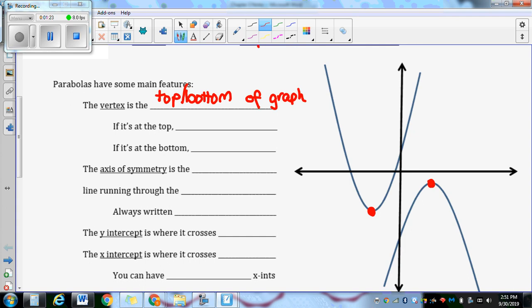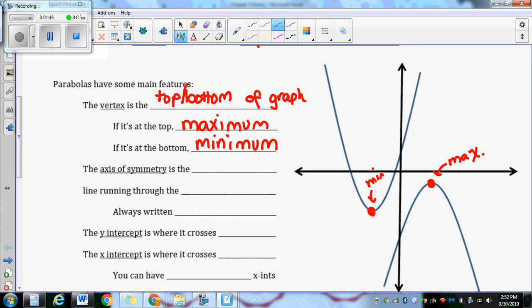So these guys have some special names. If it's at the top, we call it a maximum. So this vertex right here is going to be a maximum. And if it's at the bottom of a graph, we call it a minimum. So this guy right here is going to be a minimum because it's at the bottom.